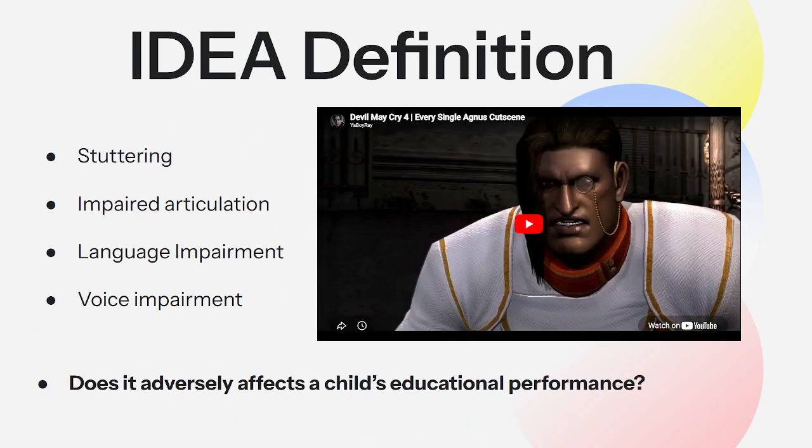I want to start off by going over how IDEA classifies a language disorder for a specific purpose. IDEA defines a speech or language impairment as a communication disorder such as stuttering, impaired articulation, language impairment, or voice impairment, which adversely affects the child's educational performance. Shown here is a character from a game who stutters.